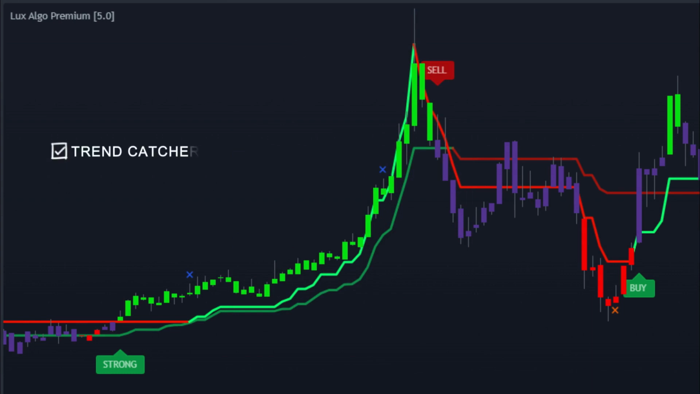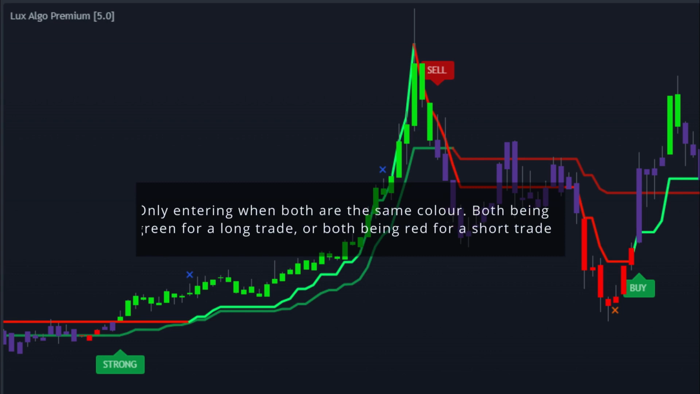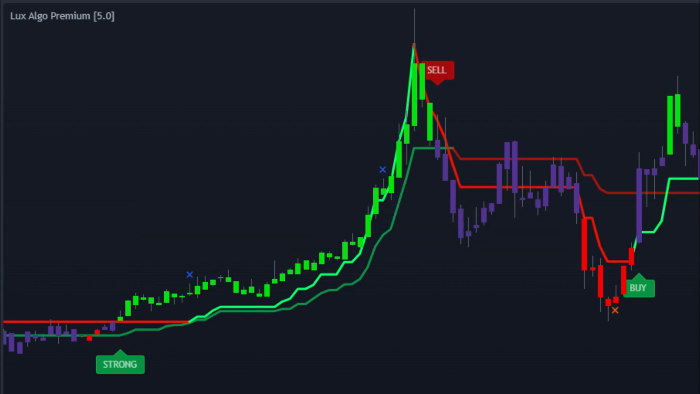Using the Trend Catcher and Trend Tracer together, you could choose to enter a trade under safer conditions, only entering when both are the same colour, both being green for a long trade or both being red for a short trade. Waiting for both to be the same colour before entering a trade helps to avoid fake-outs or false signals.